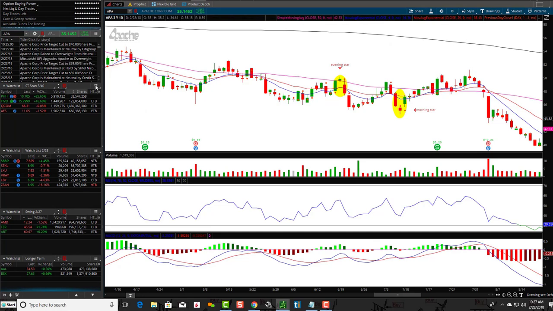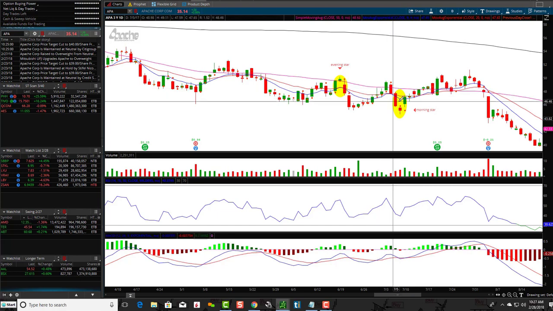Here's a chart of APA, and as you can see right here, there's a long red candlestick. Price is falling. A small red candlestick here, a small bodied candlestick. Then this green one is a longer bodied one that opened above this small candlestick and at least halfway into the center of the first candlestick. So this is a really nice looking morning star pattern.